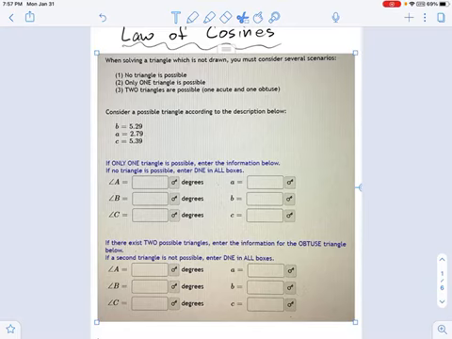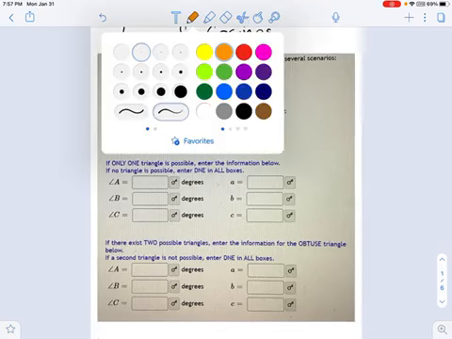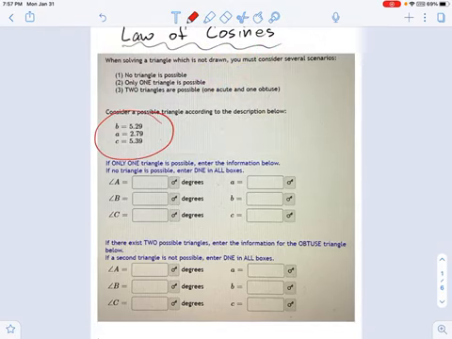Okay, we have here another example where I am not showing you a picture. I'm just giving you some information about the triangle, and I'm saying, hey guys, can you solve the triangle given what I'm telling you here? And we've done this for law of sines in the past. In this case, you should see right away, this is a law of cosines problem.